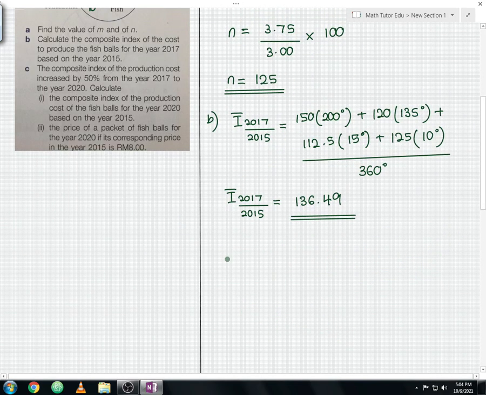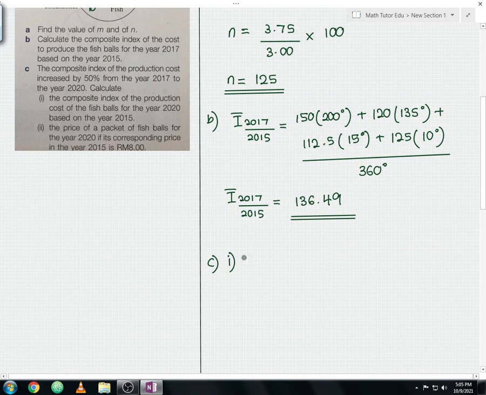Let us proceed our discussion for the question C part 1, where we require to find the composite index for the year 2020 based on the year 2015. But before proceeding on this, there is an important information given by the question. Please read this statement carefully, where it mentioned that the composite index of the production cost increased by 50% from the year 2017 to the year 2020. Within this statement we can actually form the second composite index.